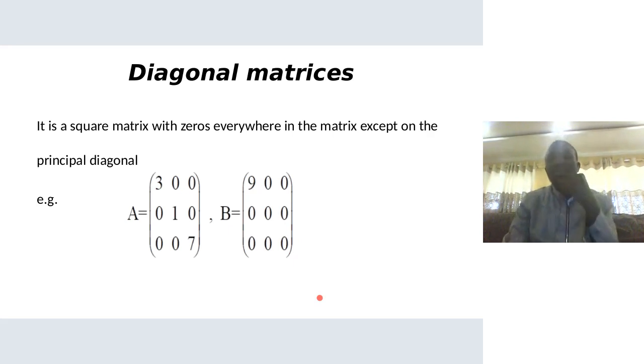So a diagonal matrix has got 0 elsewhere except for the leading diagonal. In the leading diagonal, the elements there are not 0. So we will refer to that as a diagonal matrix.